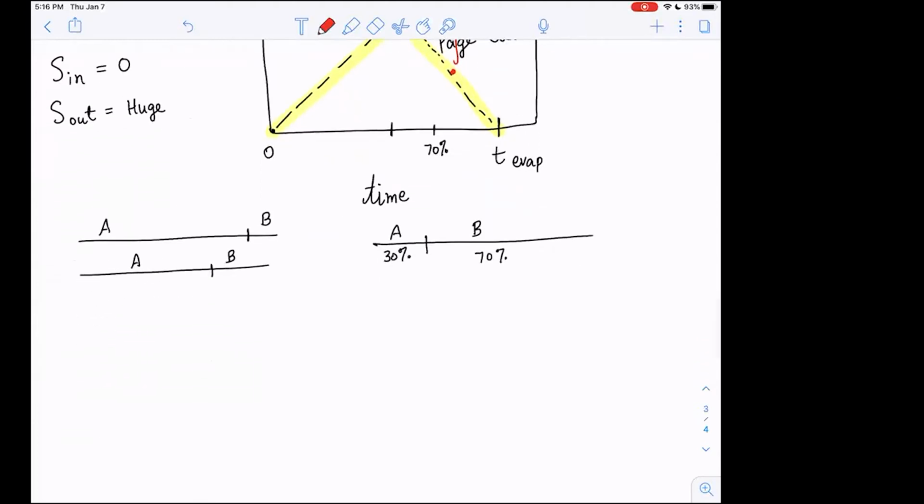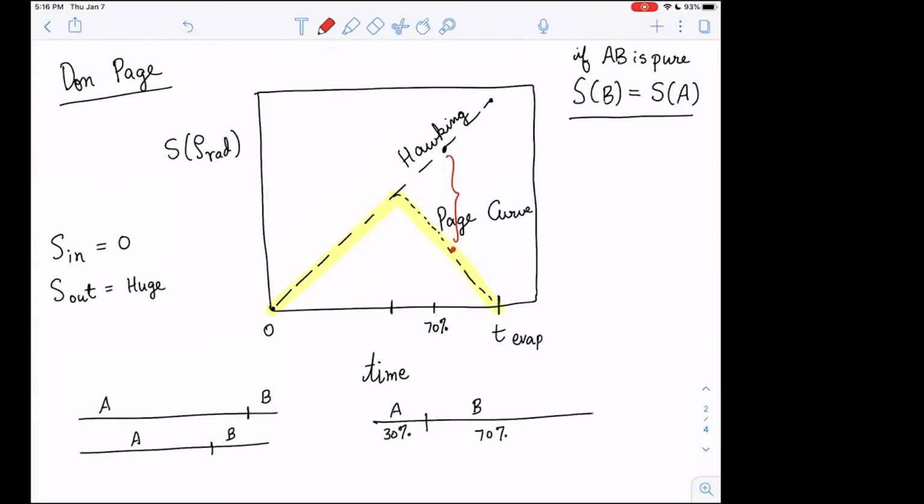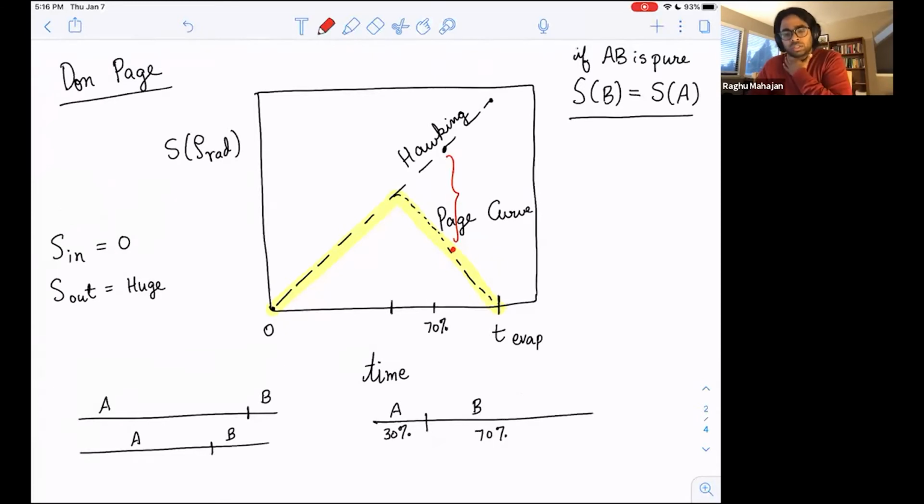Hawking's original argument assumes the black hole remains the same? No. Hawking's original argument was based on some semi-classical computations. His computation says that whenever a black hole emits a particle, that particle has some fixed amount of entropy. It's always in some thermal state. So he had not taken into account this equation, S_B equals S_A.